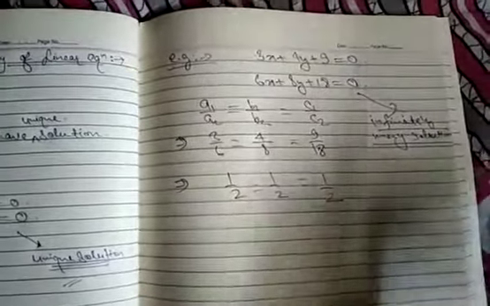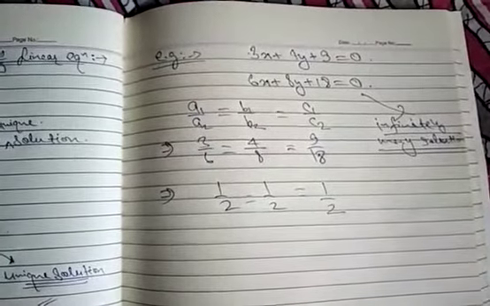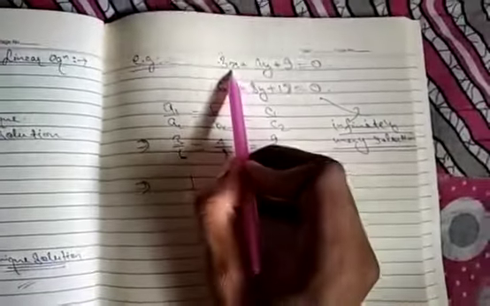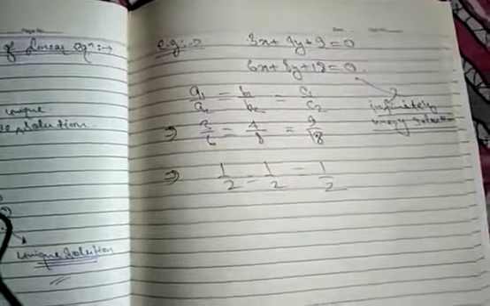What does it mean by infinitely many solutions? Infinitely many solutions means that if we put any value of x and y, we will get the satisfied equation. So for example, take another example.